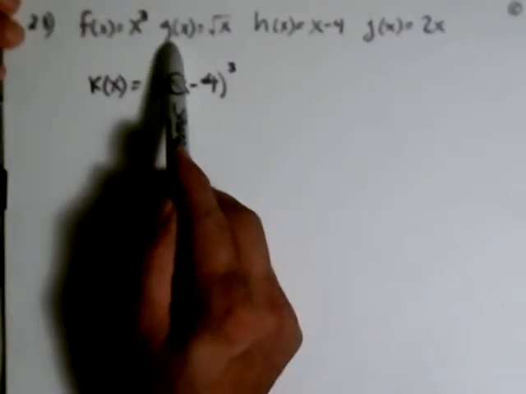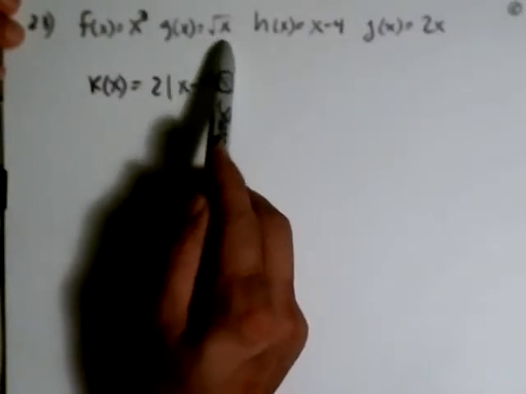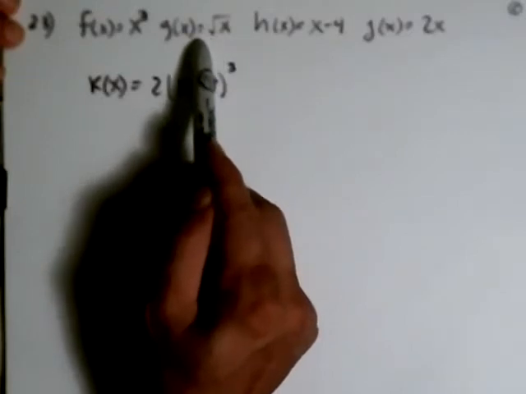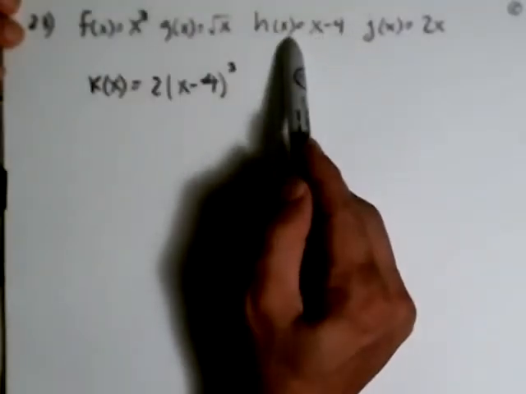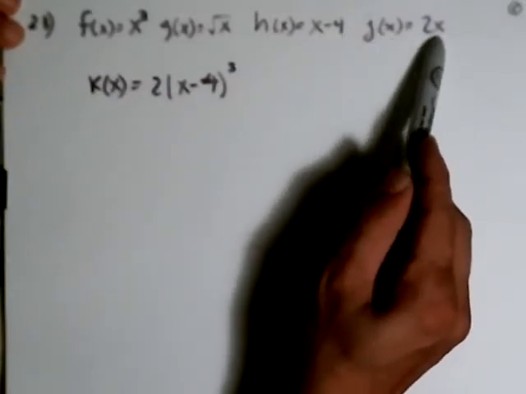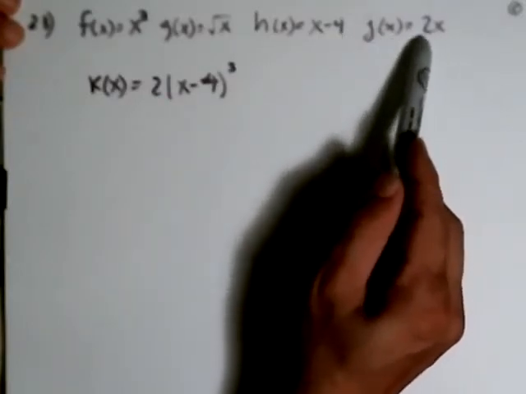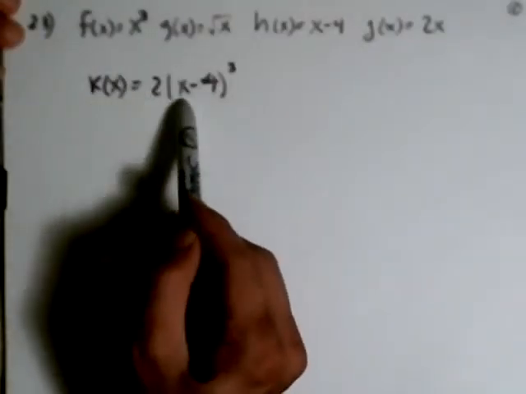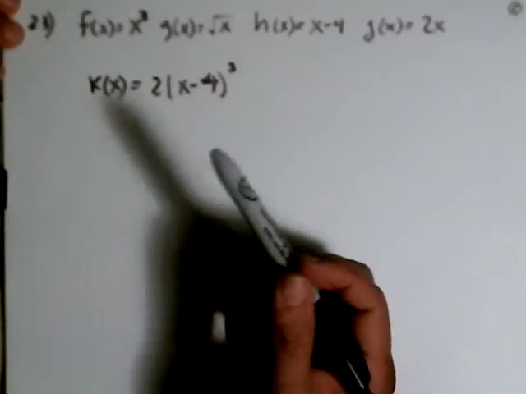So let's look at the g of x function. It's equal to square root of x. What it means is whatever the value of x is, you take the square root. h of x means whatever the value of x is, you subtract 4, and j of x is whatever the value of x, the function says to multiply by 2. Okay? So I want to figure out what k of x, as a composite of these functions, looks like.